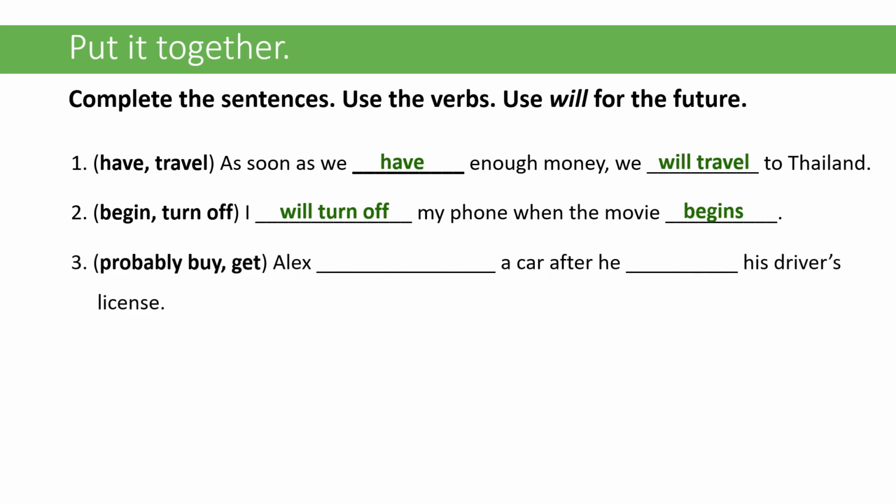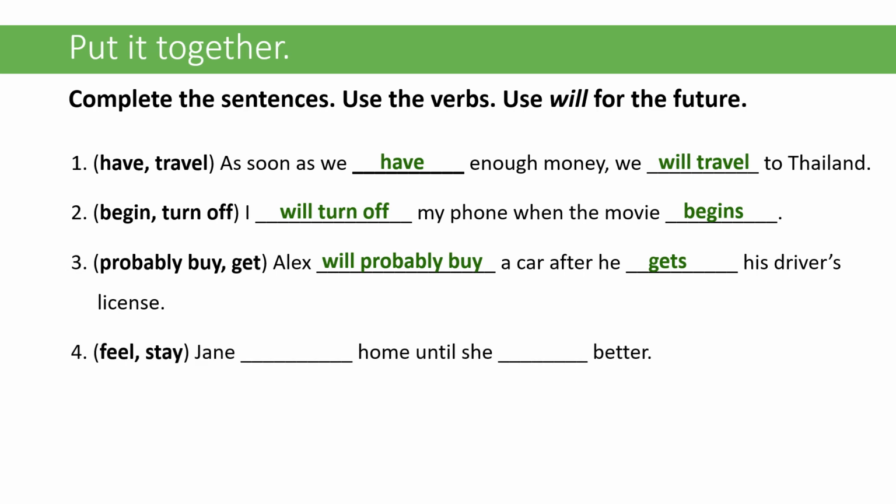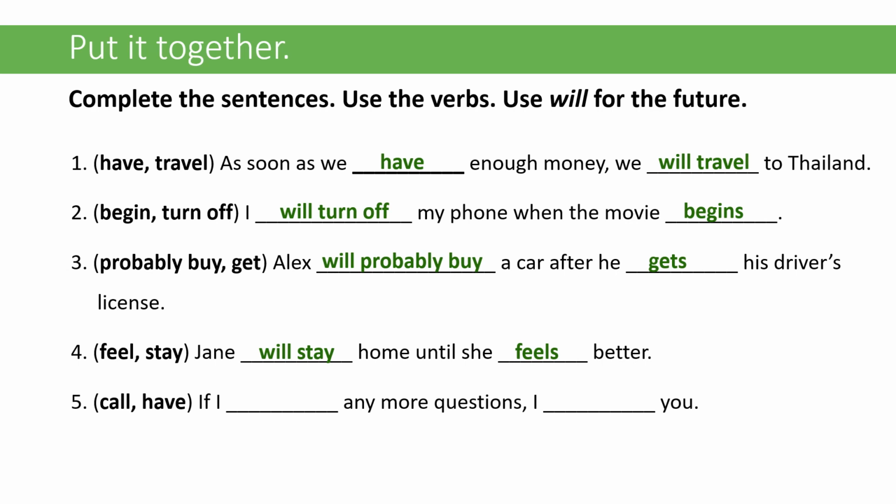So in this one, it will be Alex will probably buy a car after he gets his driver's license. Take a look at this one. Jane will stay home until she feels better. Take a look at this one.